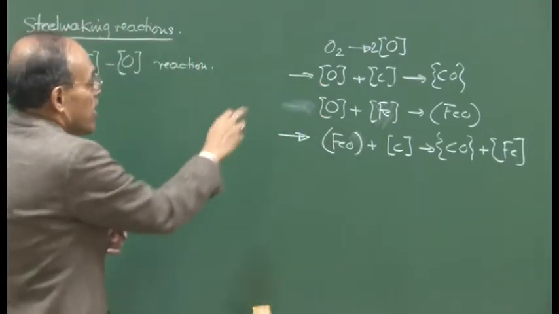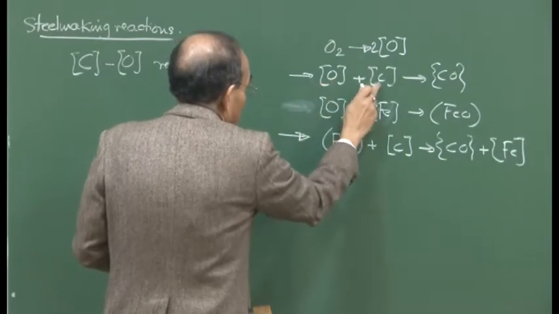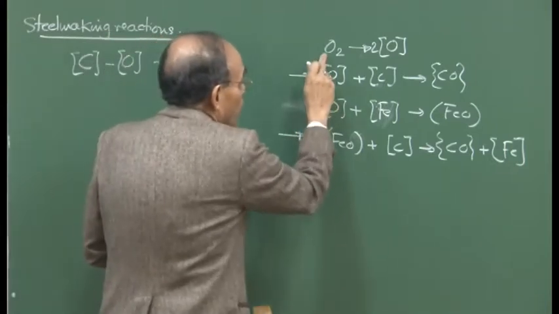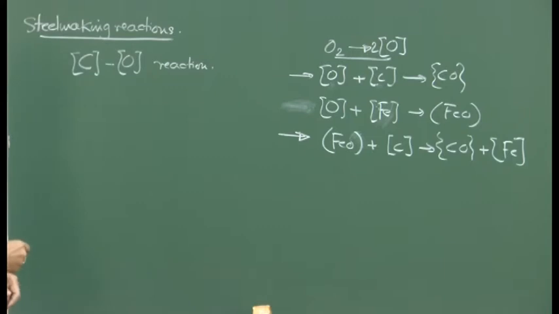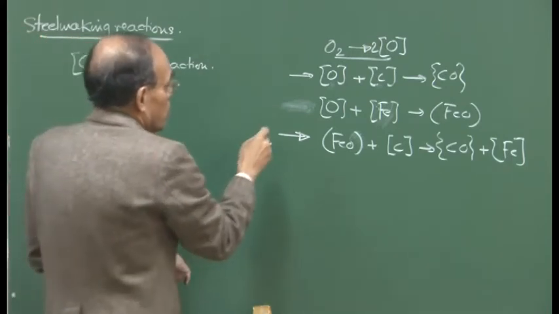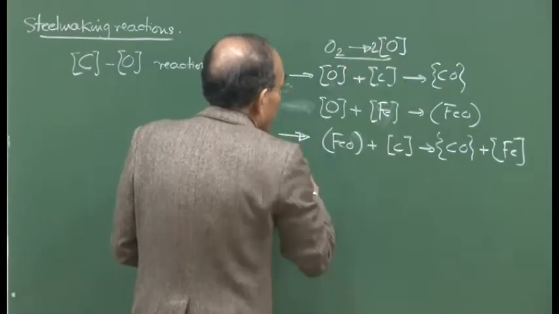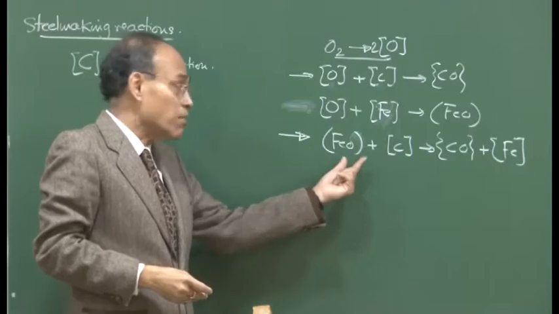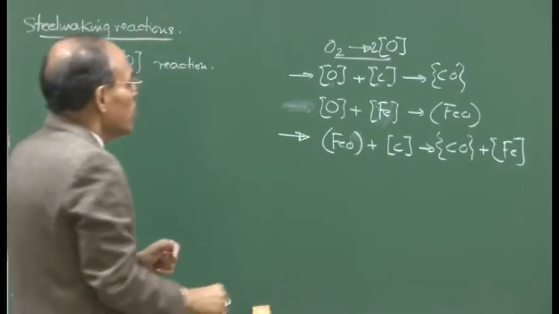This reaction, of course, is preceded by this reaction, because carbon is present as dissolved carbon, but oxygen is only available as dissolved oxygen provided this reaction takes place. So this is a gas metal reaction, and then we have within the metal 2 different species reacting with each other, and this essentially represents a slag metal reaction. Now these are the dominant reactions.